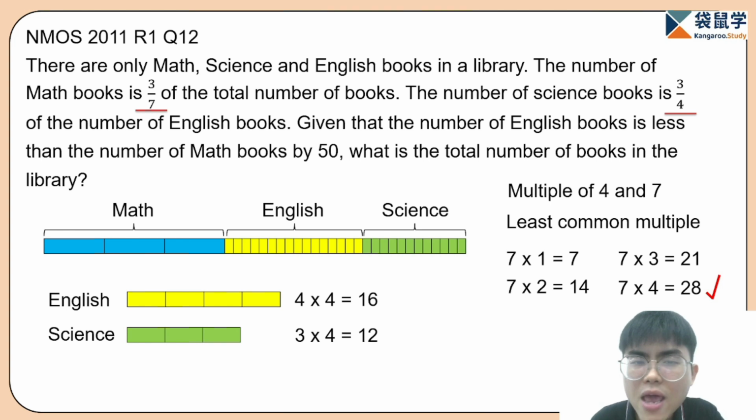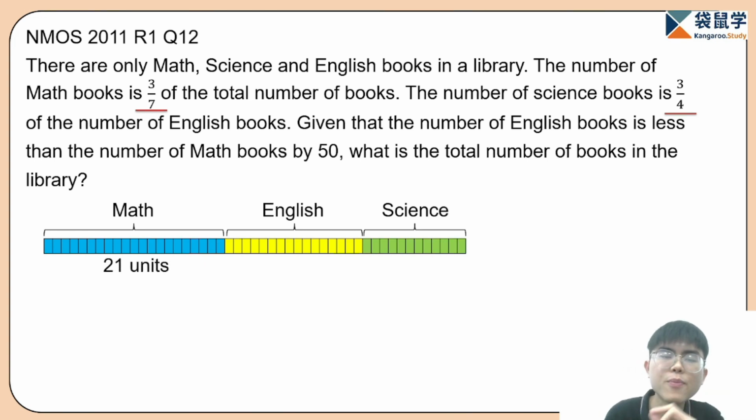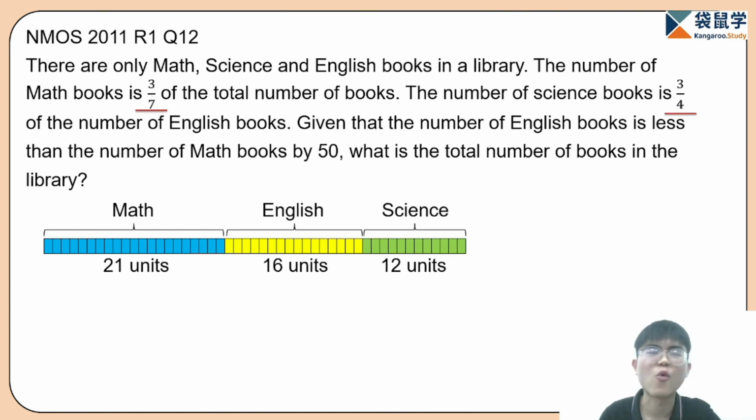Alright, now let me also separate each of the units for math book into 7 units. Alright, I'll remove everything other than our question and model so we have enough space for our working step. So now, let me mark the unit for each of our book so that we can see it easily, okay? So, math book we have 21 units, English book we have 16 units, and science book we have 12 units. Alright, now, we have done drawing the model. Let's continue with our question.